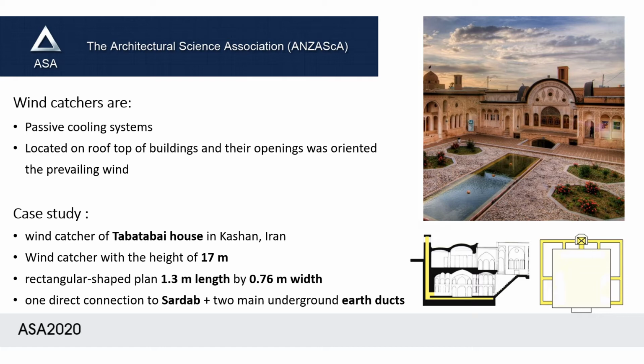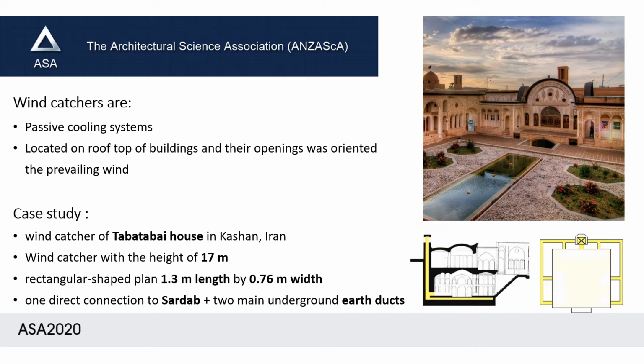In Kashan, which is located in a hot and arid climate with high temperatures in summer, wind catchers are integrated to air stacks or Nikesh to cool the Sardab space. The wind catcher of Tabatabai House was selected as a case study in this article.